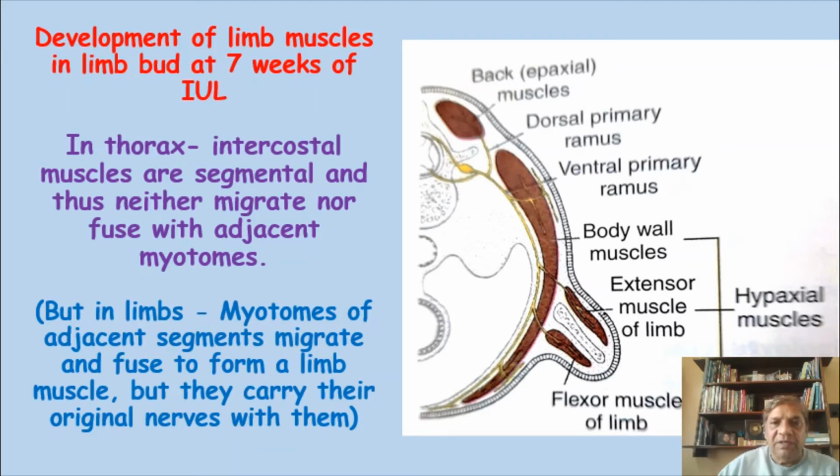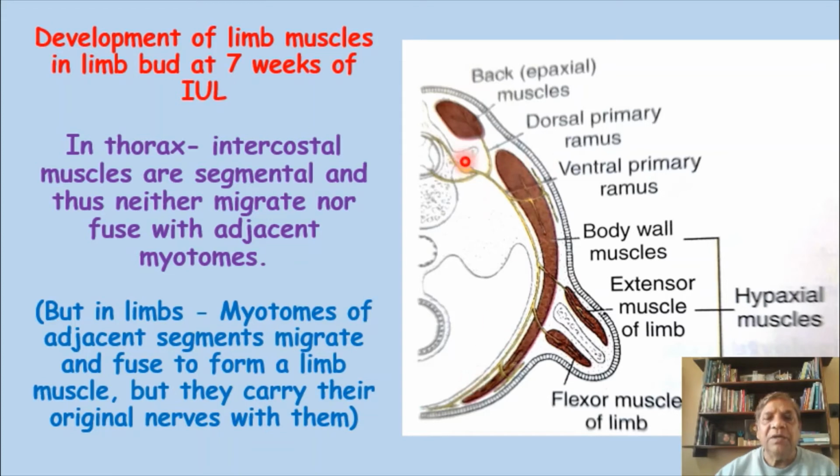Now this is the embryological development of the limb muscle in the limb bud at the 7th week of intrauterine life. You can see here the spinal cord in the vertebral canal with the anterior root or the ventral root, and this is the dorsal root. The dorsal root ganglion is here. This is the trunk, and then the trunk divides into the dorsal ramus and the ventral ramus.